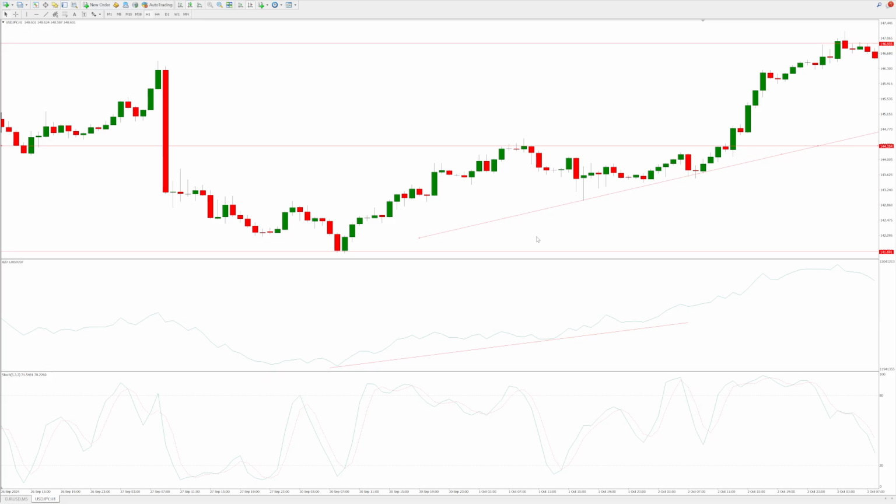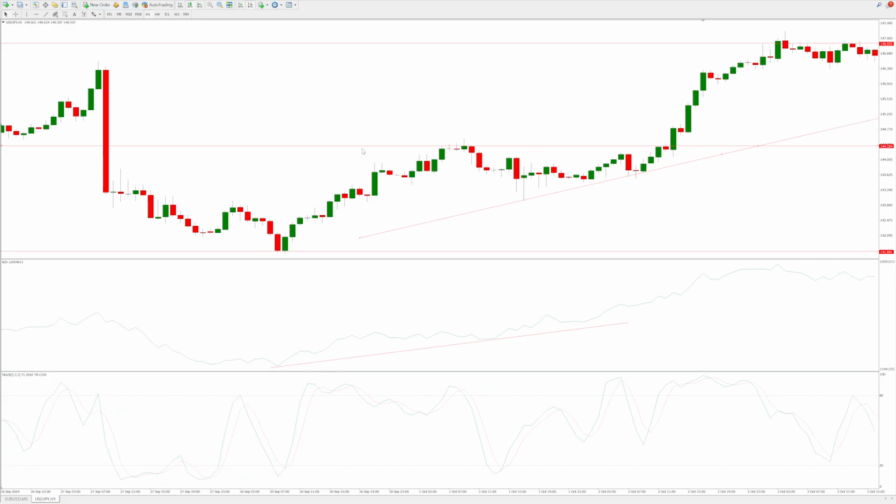Just make sure to confirm all signals, keep an eye on candlestick patterns, price action, support, resistance, other indicators, and as always, have good money management in place.